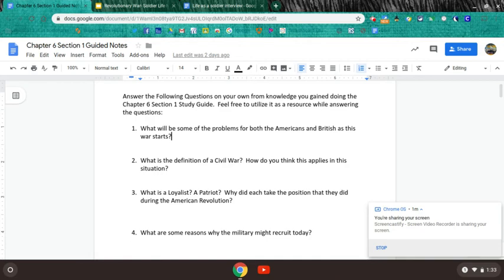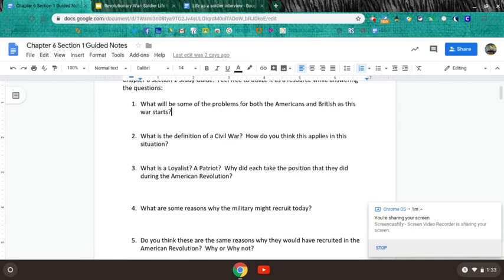As we start thinking about the beginning of the American Revolution, what you read in your study guide, there are 4 or 5 questions that you probably should be able to answer, and I want you to try to answer these in complete sentences, a couple of sentences for each one. What are going to be some of the problems that both the Americans and the British have when the war starts? What are going to be some concerns that both of them are going to have? Both of them thought it was going to be an easy war, but both of them also had some issues.